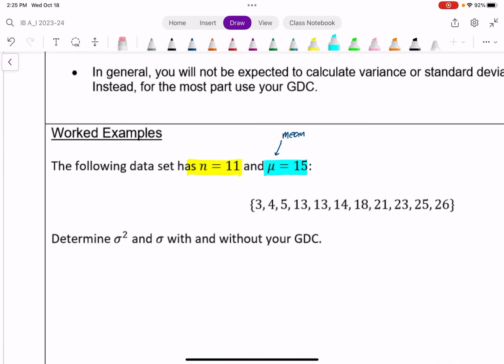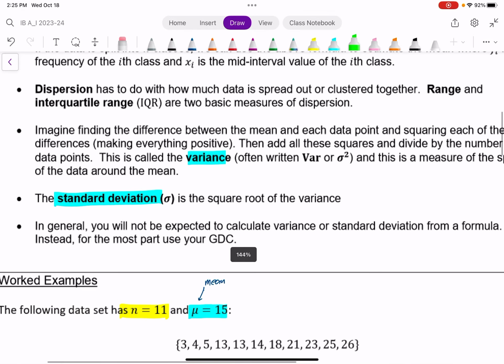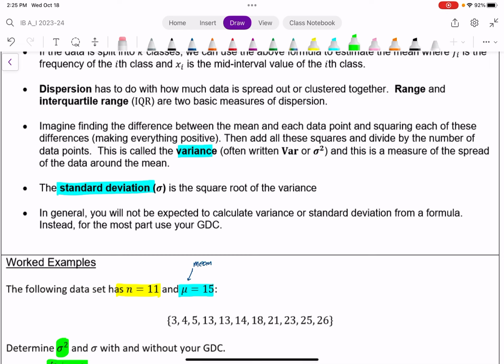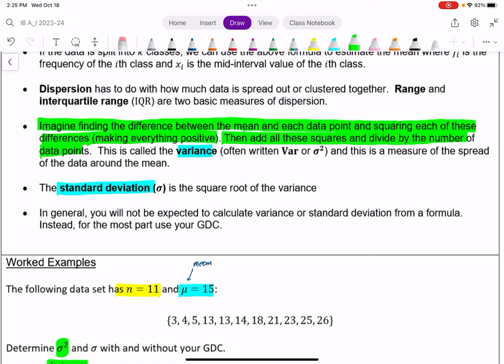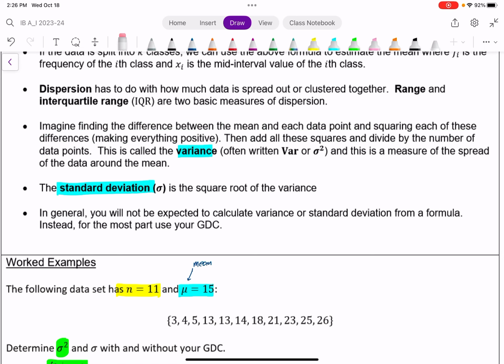And so if I want to find these values, as this here, this is the variance. And the variance of something I describe right here. And we'll do one example like this, and then generally we'll use just technology. But imagine finding the difference between the mean and each data point and squaring these differences, which means everything will be positive. Then add up all these squares and divide by the number of data points. This is called the variance. And so it sounds more complex than it is, and so let's just see.